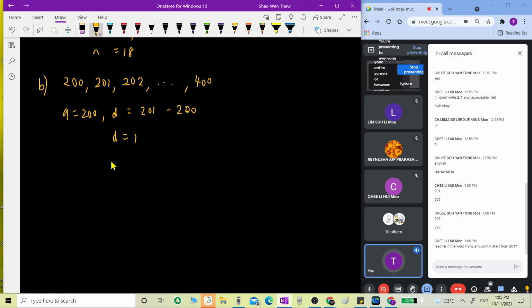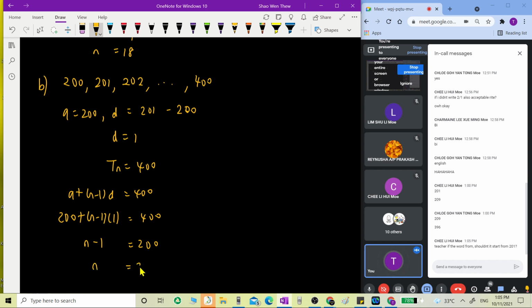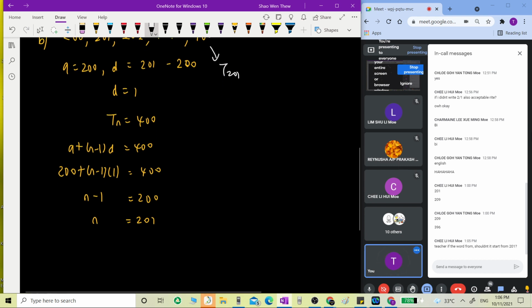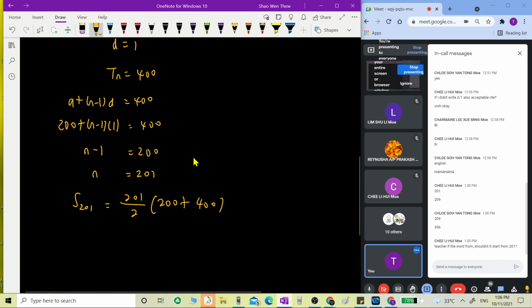Now we do the same thing. Sorry, give me one more minute. This one is Tn, right? So A plus n minus 1 D. Many of you didn't show the step here. I still give you the 1 mark. So 200 plus n minus 1 multiplied by 1 equal to 400. Bring this one to the right side, 200. So n minus 1, n equal to 201. So this one is T201. Once we know here is T201, I can go to find S201. A is 200, L is 400. So the sum here is 60300.